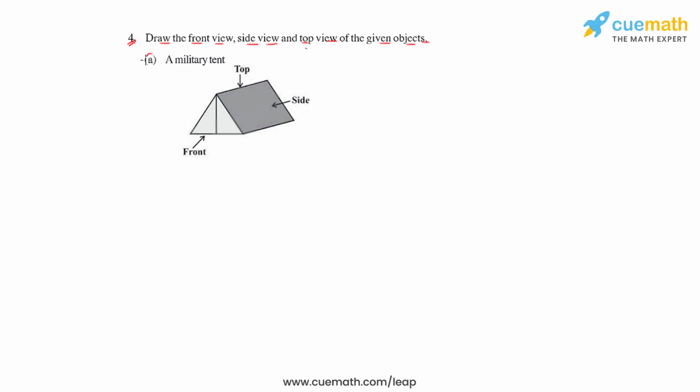As we see, object A is a military tent where the three views, the top, the front and the side view, are already marked. So we'll have to draw these respective views based on our observation. If we see the object from the front side, we see that the front view is nothing but a triangle, which is this figure, and there is a line which is drawn from one of its vertices.